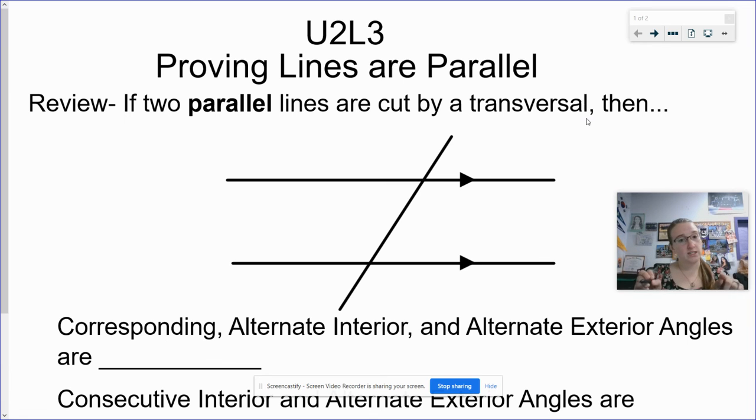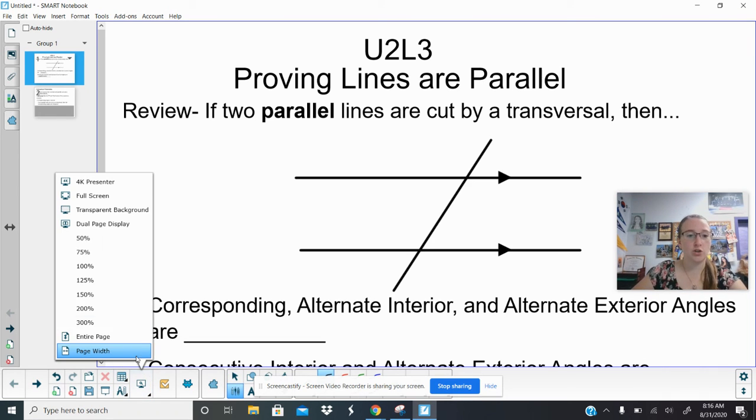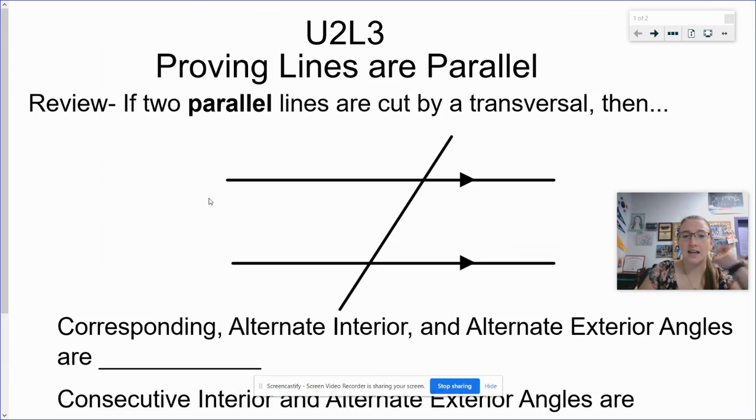The important thing to note here is that we specifically have to be given that these lines are parallel. These relationships don't actually apply if the lines aren't parallel. So if I've got lines like this, if I've got like a really ugly river and like this wonky bridge cutting across it, these relationships are not going to apply. So specifically, we have to have parallel lines for these relationships to work.